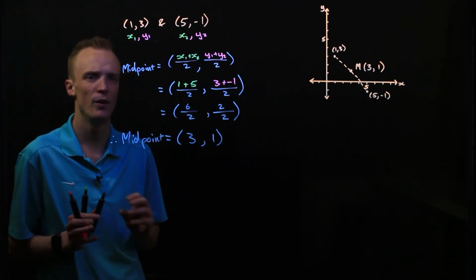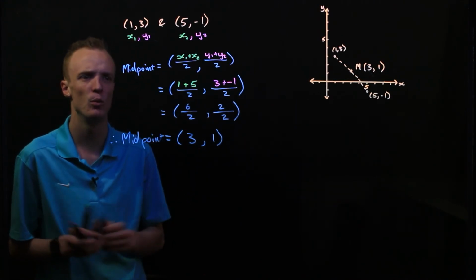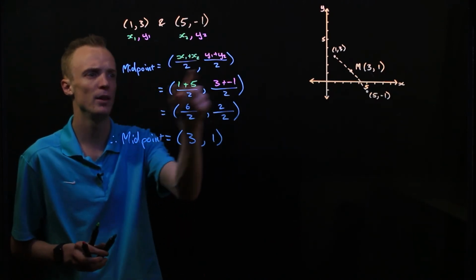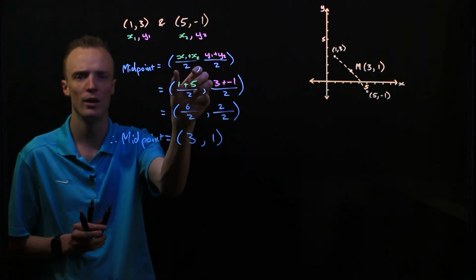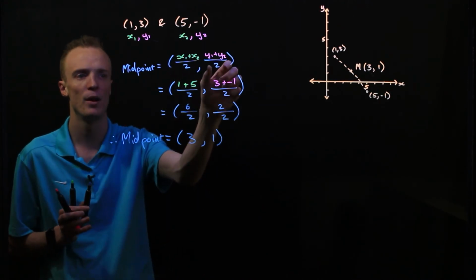So to summarize, to find the midpoint between any two coordinates, we can use this formula here where we're finding the average of our x coordinate and finding the average of our y coordinate.